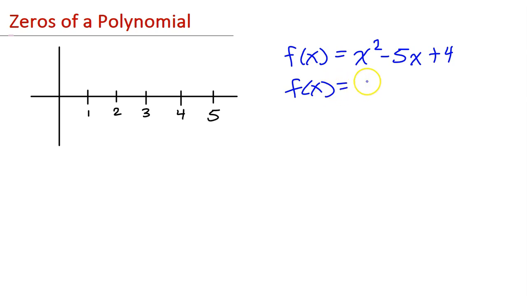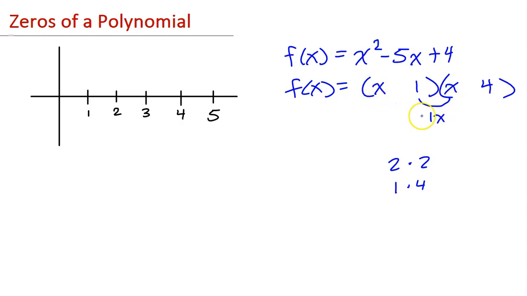f of x can be written as x squared can factor as x times x. 4 can either factor as 2 times 2 or 1 times 4. Looking at the 5 in the middle, I'm guessing that this time it's going to turn out to be 1 times 4. Inner plus outer must equal middle. Inner, I mean the 1x. Outer, I mean the 4x. Inner plus outer must equal middle.